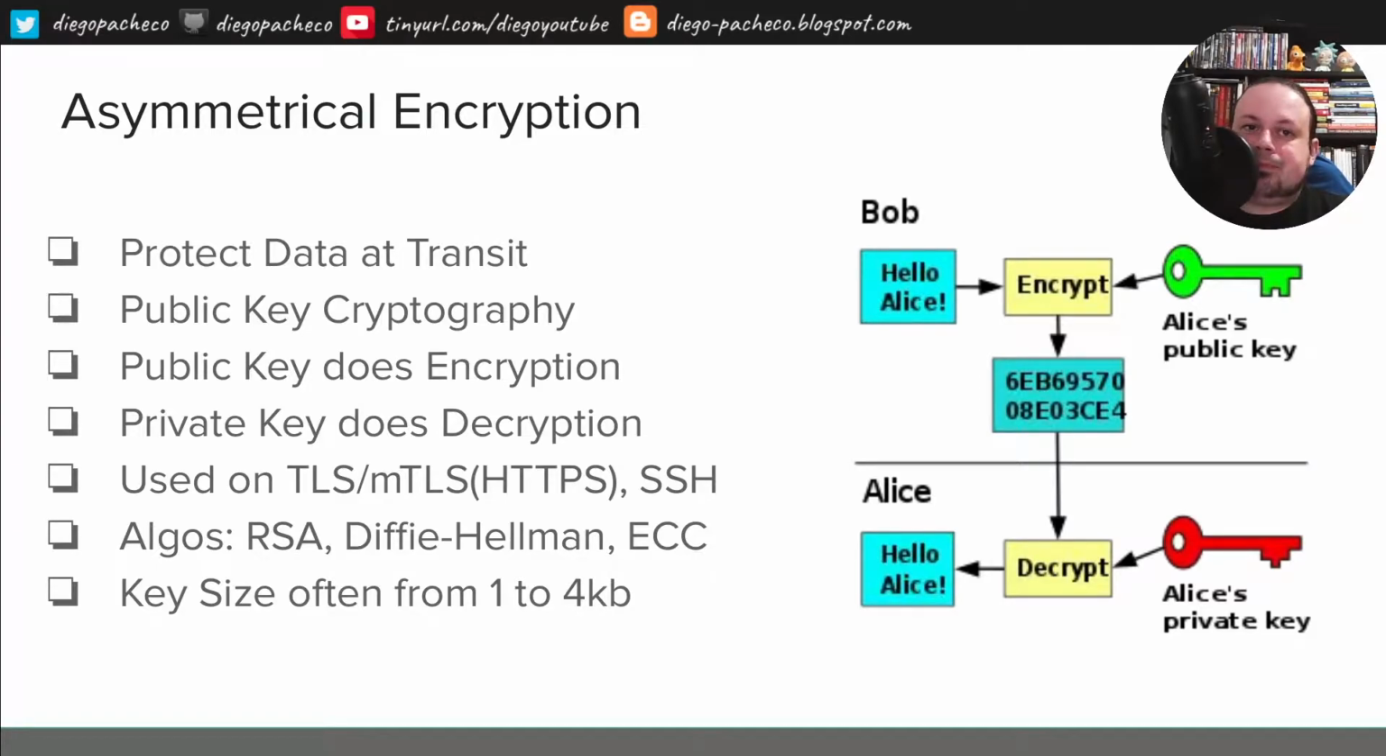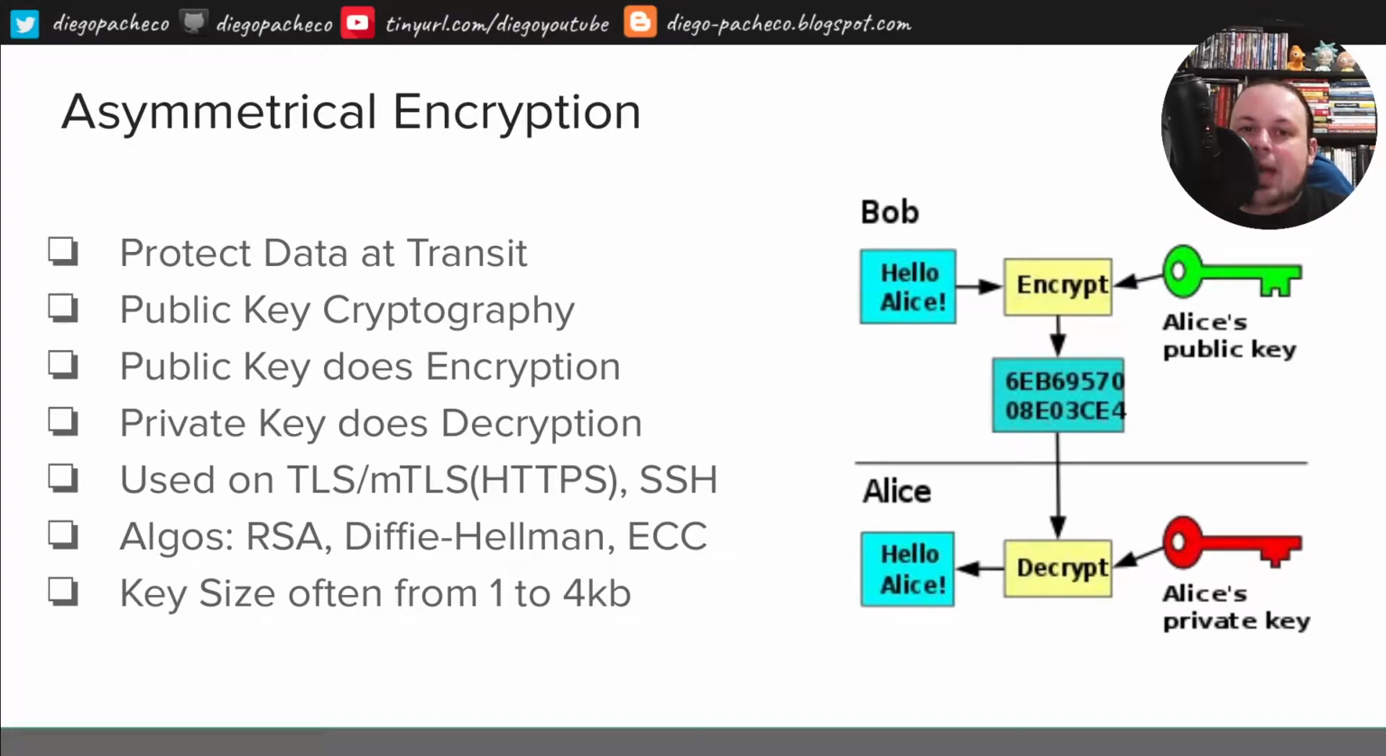So the idea here is, let's say this is classical security where you have Bob and Alice exchanging messages. Bob sends a message, hello Alice, he encrypts it with her public key, then he gets a ciphertext. Then Alice can get the ciphertext and decrypt it with her private key, and then you get your plaintext back, right? So asymmetrical encryption means you have two keys, both capable of encrypting and decrypting, but often one encrypts and the other decrypts.